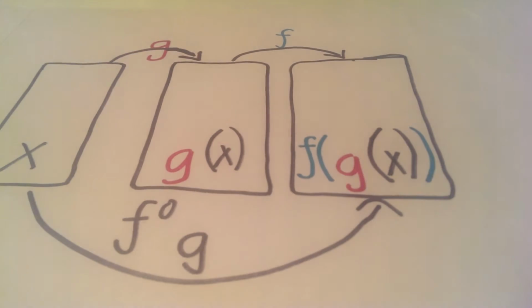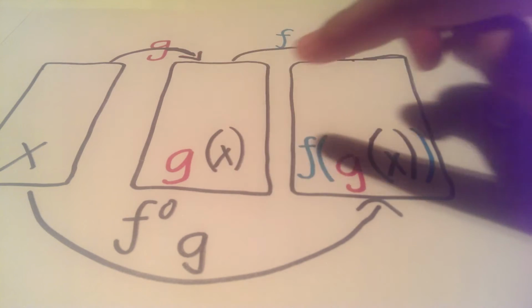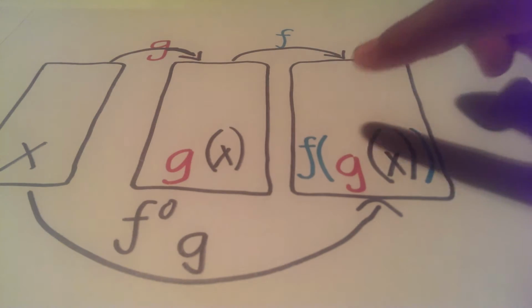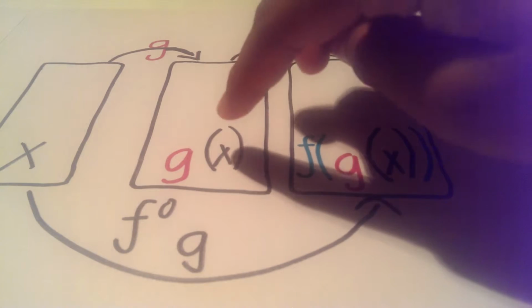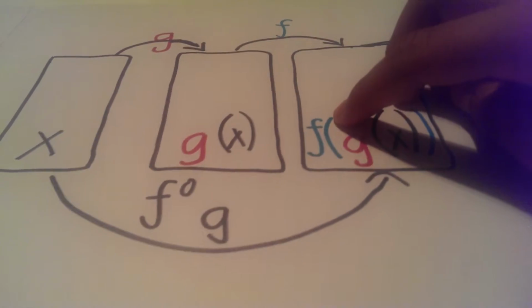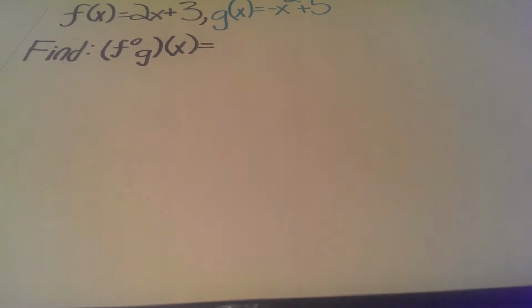Now this version is just having g first, so the input g will be combined with x first, giving us g of x, and the next step is combining f, the input f, with g of x, with the net result of f of g of x. Now here we're about to go into the math.